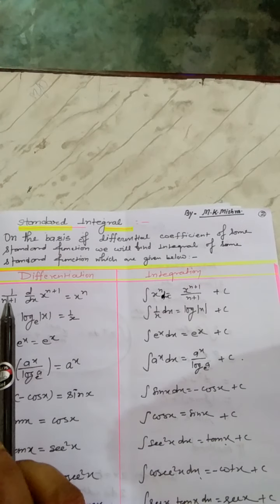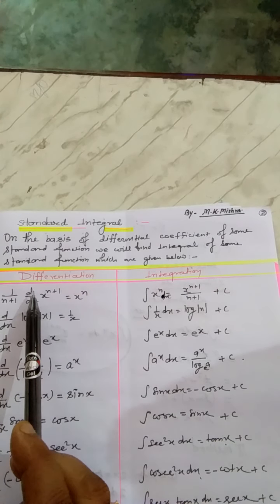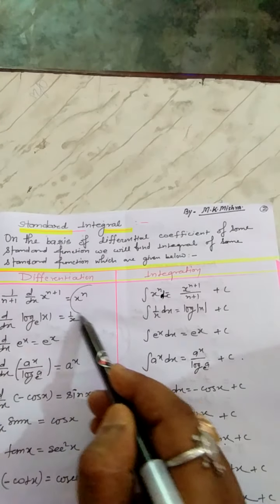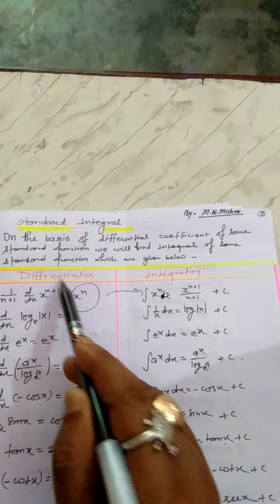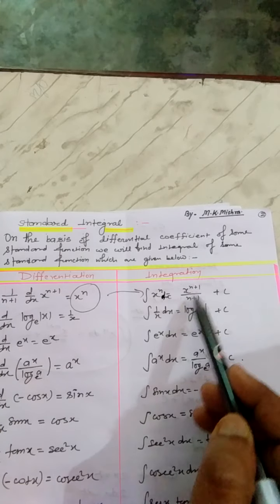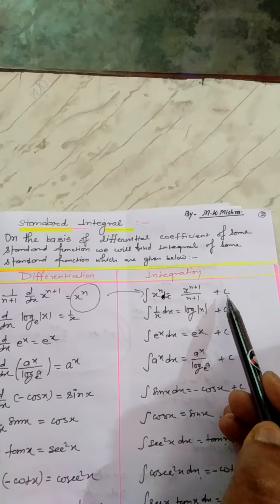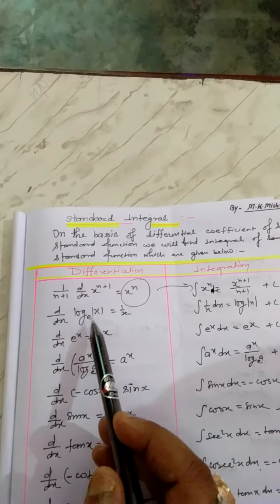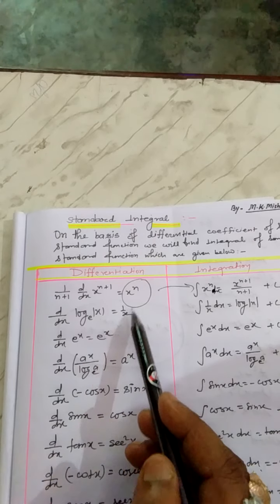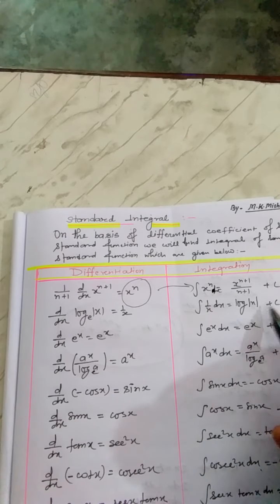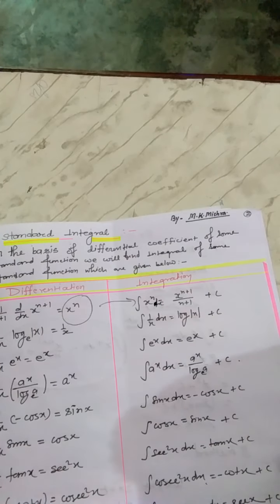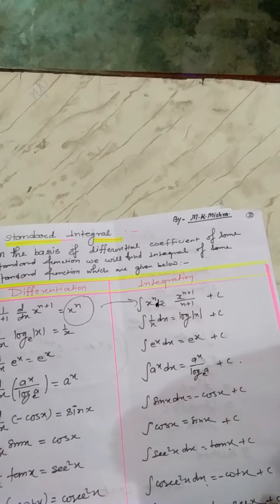Therefore, if differentiation of 1 by n plus 1 times x to the power n plus 1 with respect to x is equal to x to the power n, then the integration of x to the power n dx will be this. It means integration of x to the power n dx is equal to x to the power n plus 1 upon n plus 1 plus c. Similarly, differentiation of log x base e is equal to 1 by x, and integration of 1 by x dx is equal to log x base e plus integral constant c. Thus, it is clear that integration and differentiation are reverse processes.